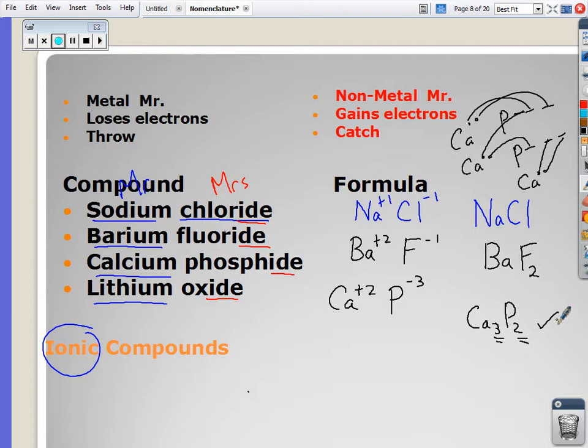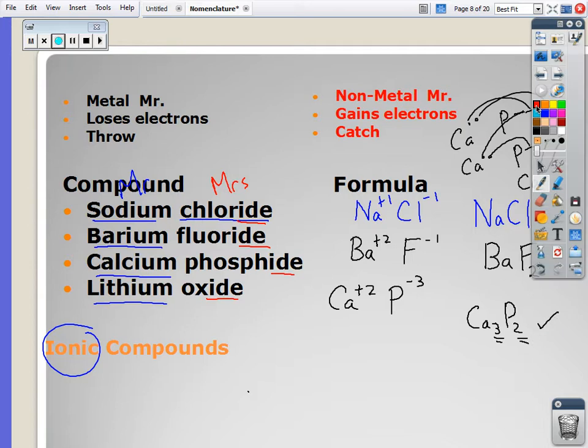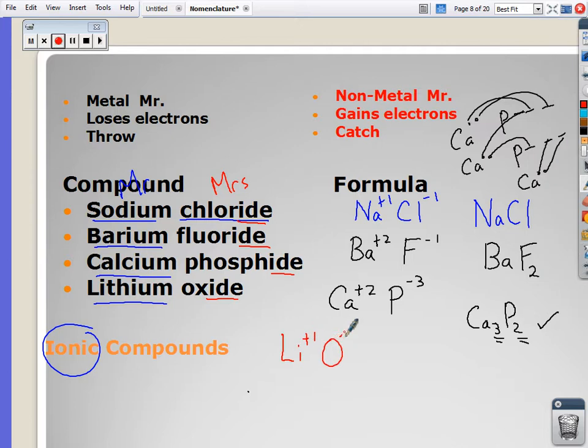The last one is lithium and oxygen. Lithium is +1 and oxygen's -2. So you write Li2O. You need 2 lithiums to play ball with 1 oxygen.